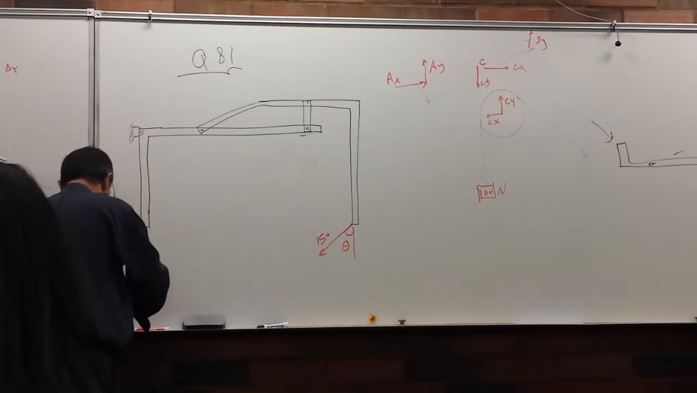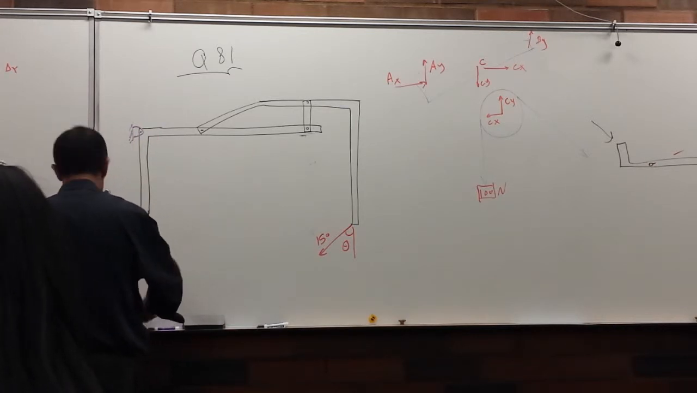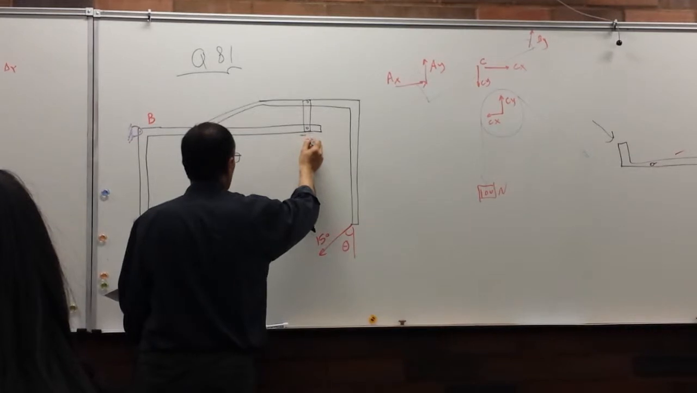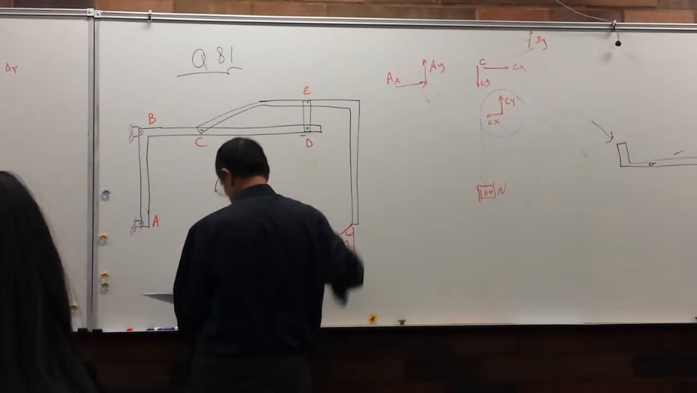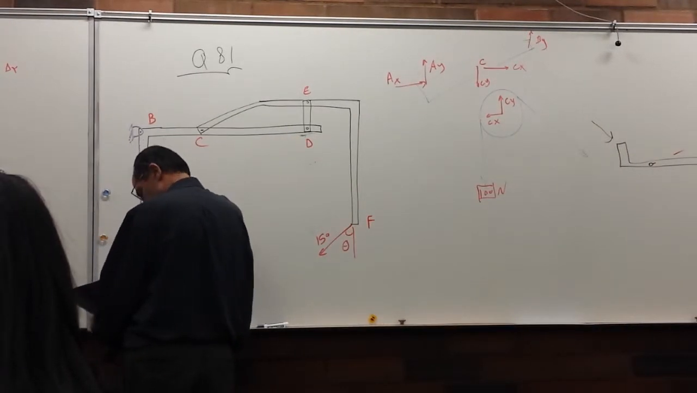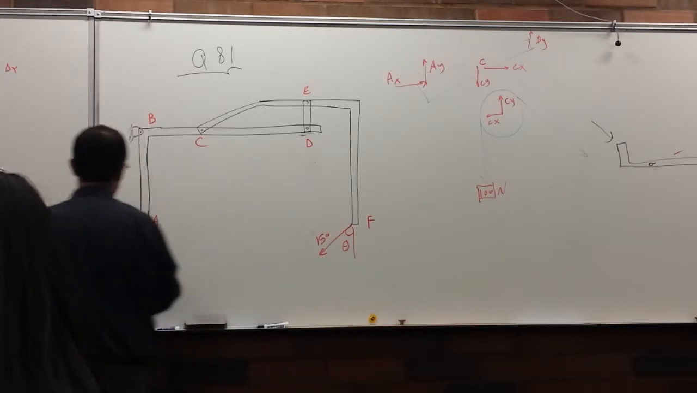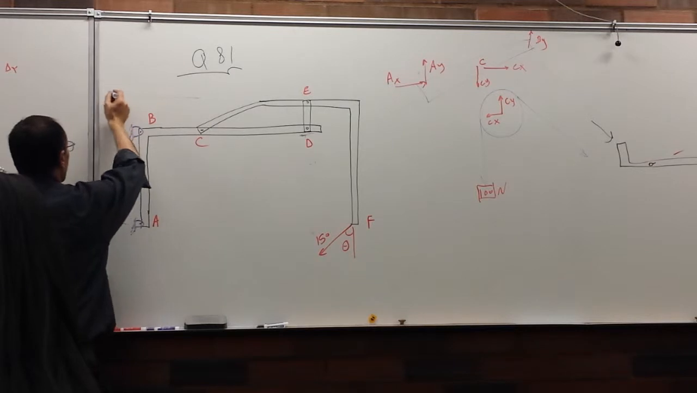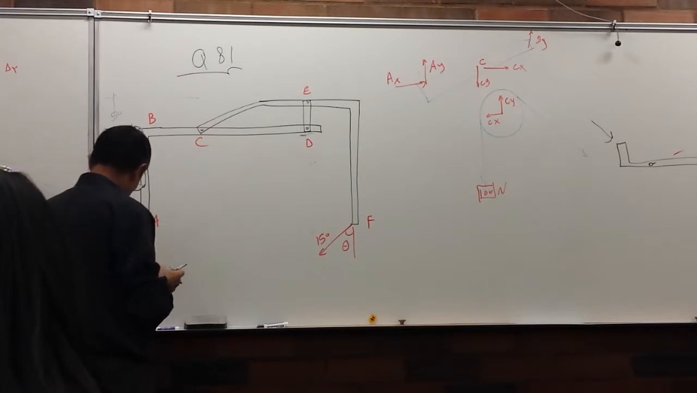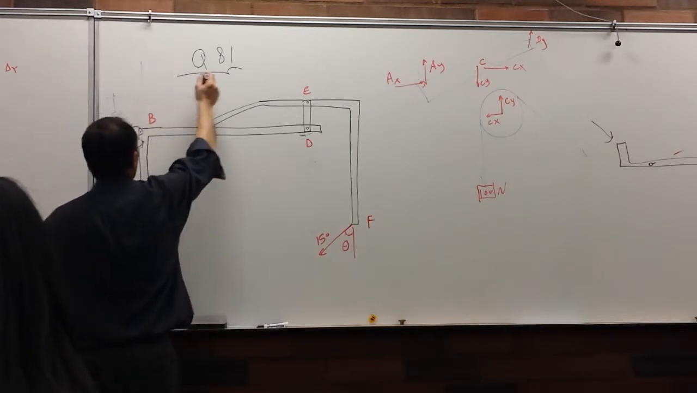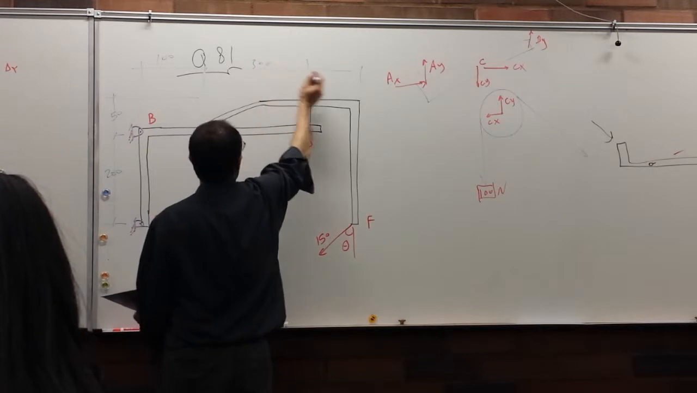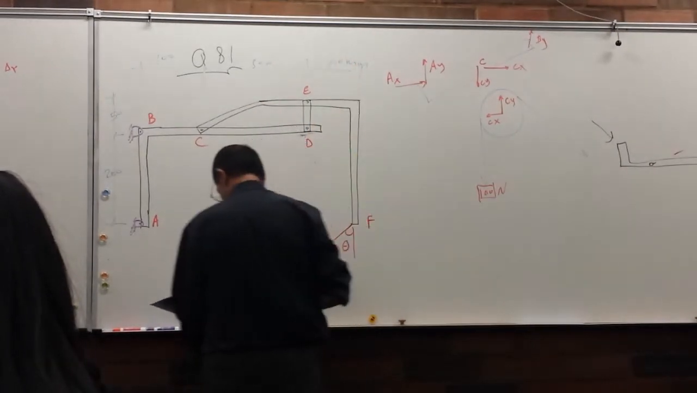What are pins? This is A, B, C, D, E, F. And dimensions in here are 250, 200 here, 50 here, 100, 300, 100. Here, 300 here, 100 millimeter here.